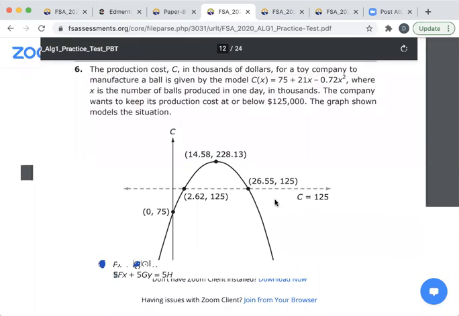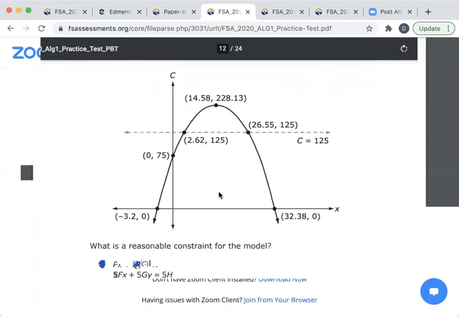Okay, so here we have a parabola, and we're given a formula, and it says X is the number of balls produced in one day at a toy company. So in thousands, and the company wants to keep the production cost at or below $125,000. So see this, the dotted line that is horizontal, that's at $125,000. So we need to make sure that the cost is at or below that.